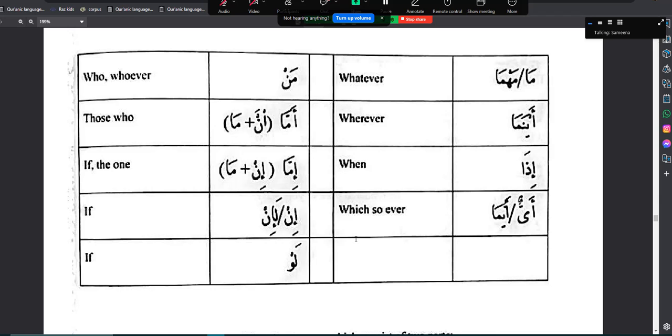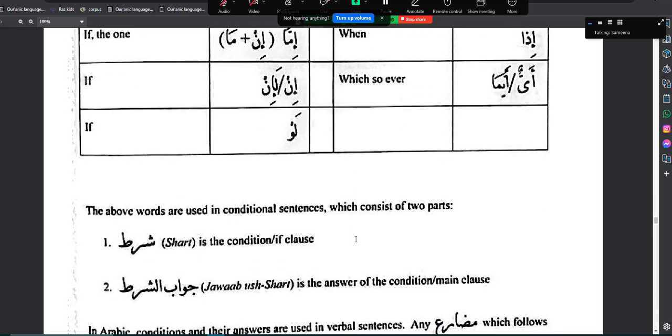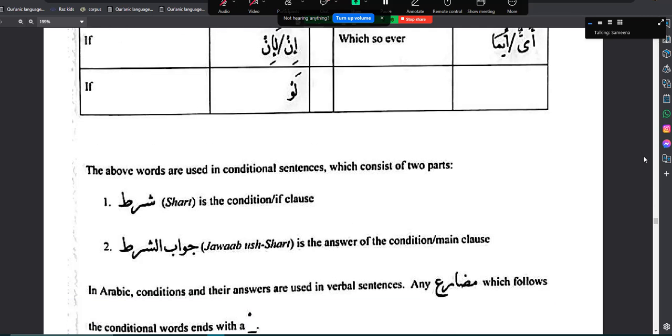Jazm are those which make the mudari after it majzoom, and the ghairu jazm are the ones which do not make the mudari after it majzoom. That's it. And the above words are used in conditional sentences which consist of two parts. Shart is the conditional or if clause, and Jawab shart is the answer of the condition or main clause.